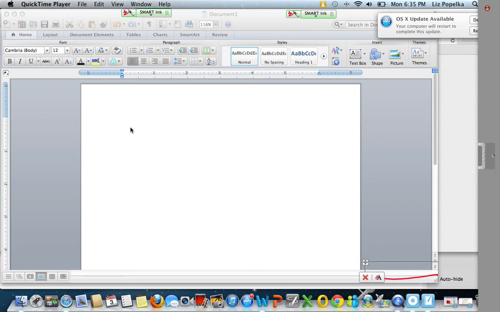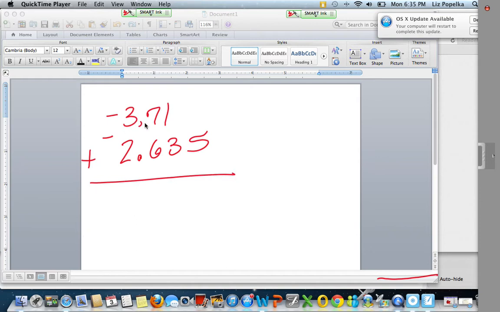So we did some examples of positive and negative decimals with base 10 blocks. Now let's do a few without. So if I've got a negative 3.71 and I'm going to add it to a negative 2.635. As you guys should know by now, my decimals are nice and lined up, just like if this were a negative 2 plus a negative 3.